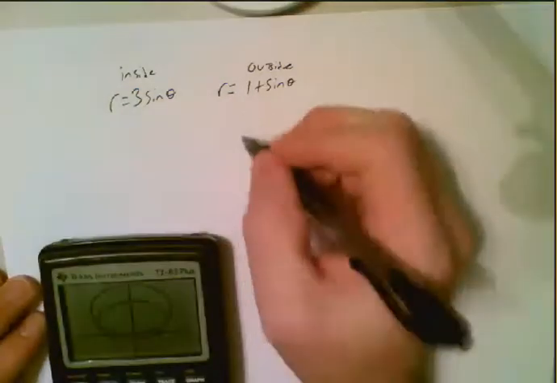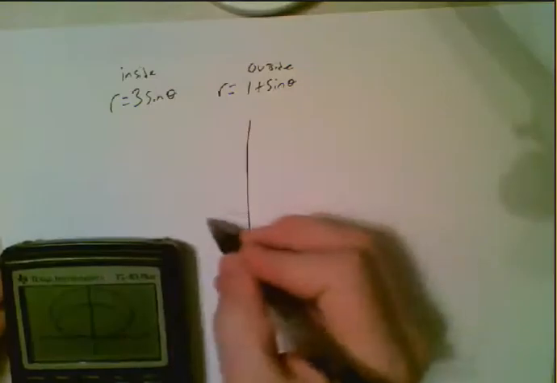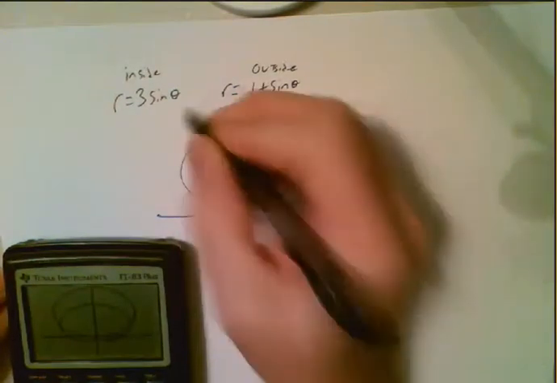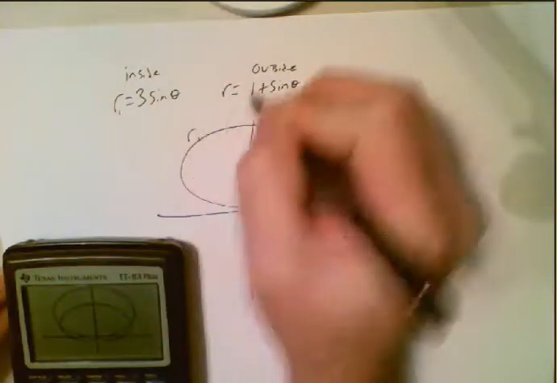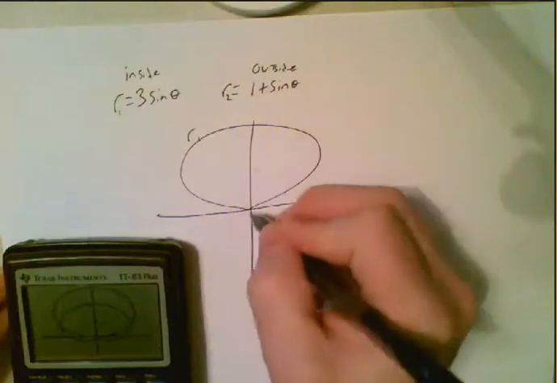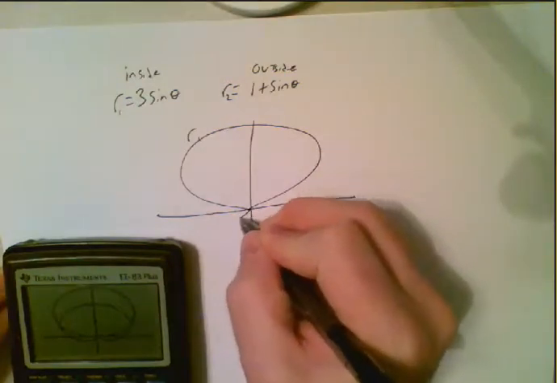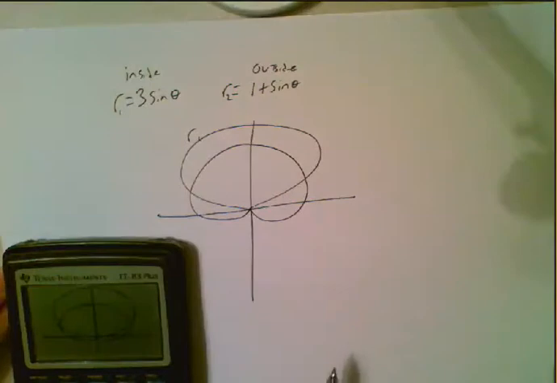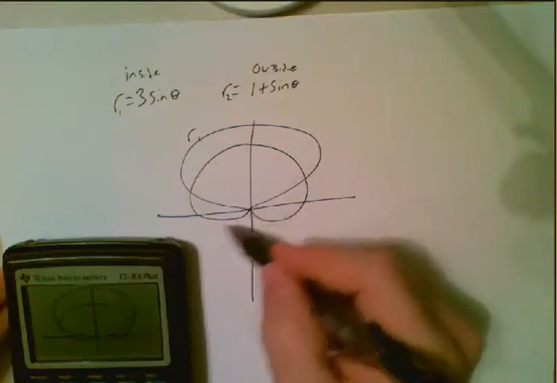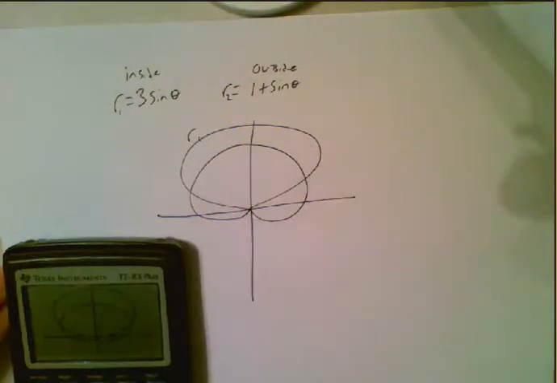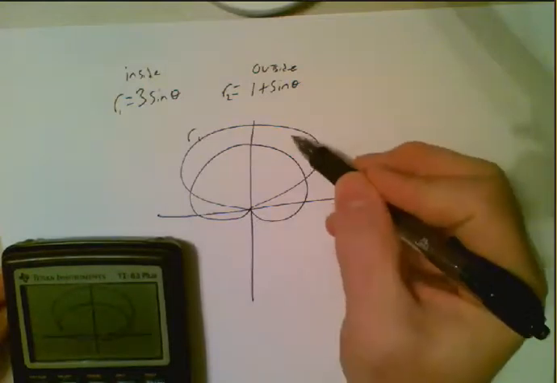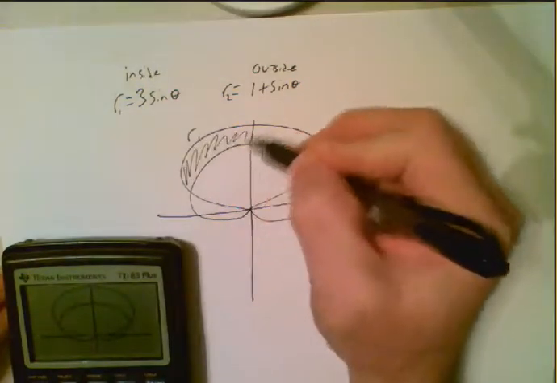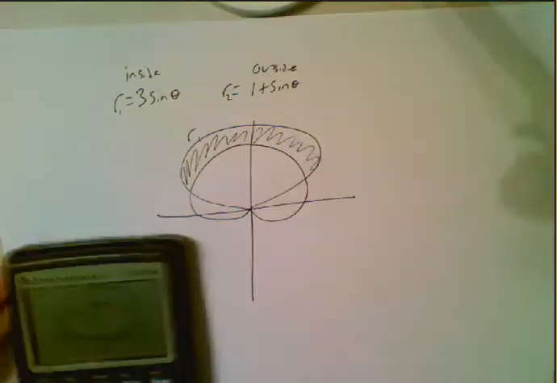So let me draw that here so I can look at it. Let's call that R1, and R2. It's something like this. I think they call that a cardioid. It almost looks like an upside down heart. So inside the circle, but outside the cardioid, that's basically this. That's the region we're looking for.